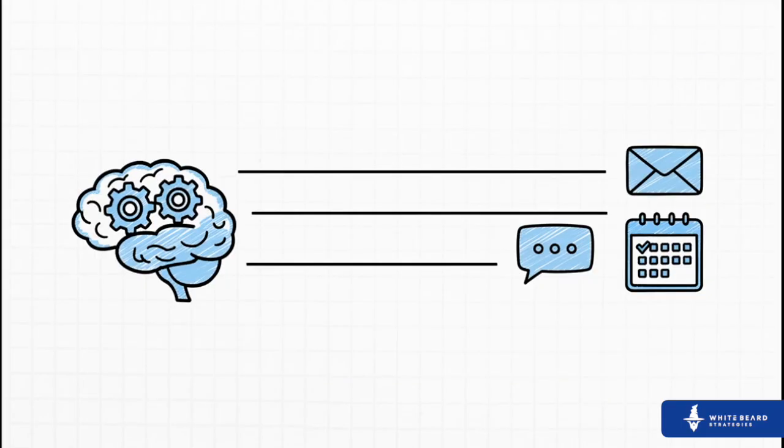And this is exactly where Go High Level's workflows come into play. You can think of it like your own personal digital command center. It's designed to do one thing: take over all those repetitive rule-based tasks and just execute them perfectly every single time without you lifting a finger.